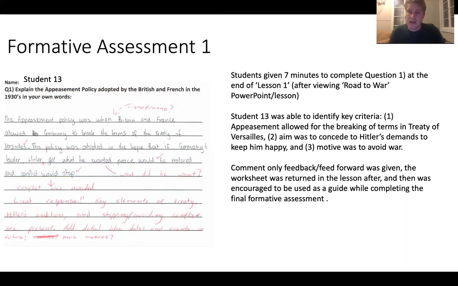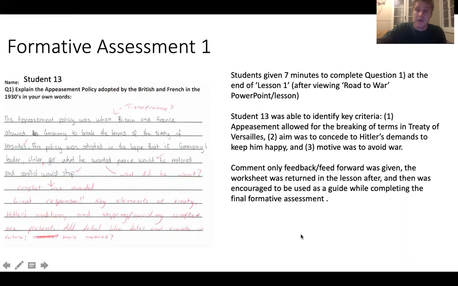feed forward. And the key criteria for this one were appeasement, allowing Hitler to break the terms of the Treaty of Versailles. The aim was to concede to Hitler, to keep him happy, and the motive was to avoid war. So the feed forward given was around that, and I've pointed out in my feedback that they've done the criteria.